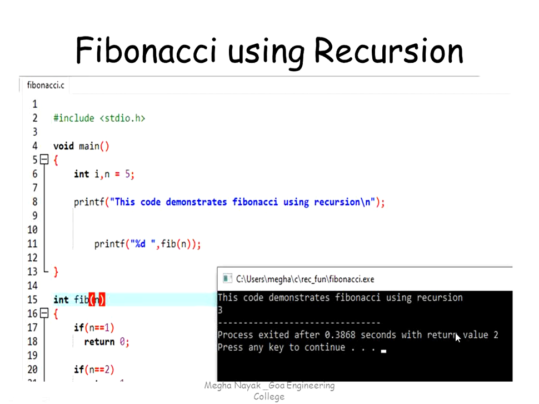Now, if you see over here, process exited after 0.3868 seconds with return value 2. Why is this return value 2? This return value 2 is because the printf statement returns to the main an answer which is there in the accumulator register. So if you see over here, I have 2 characters that I have printed out. So in this case, the return value will be 2: % and d.